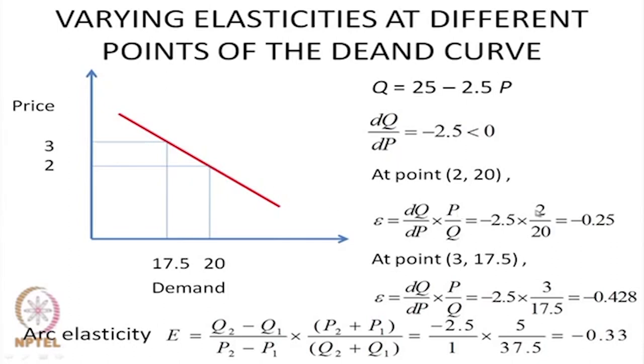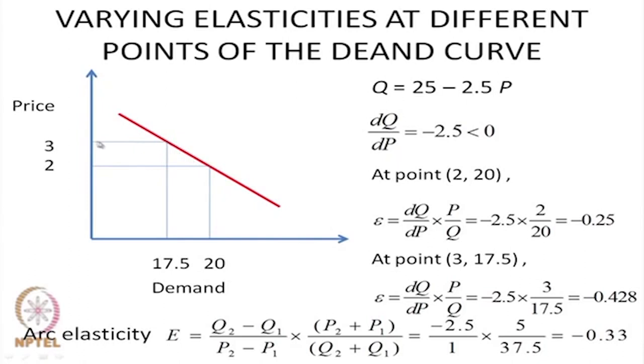P is 2, and Q is 20. So, I put minus 2.5 into 2 by 20, which is minus 2.5 into 1 by 10, which is minus 0.25. So, the point elasticity at the point with price 2 and quantity demanded 20 is minus 0.25.